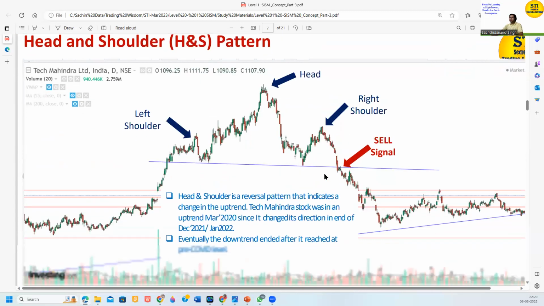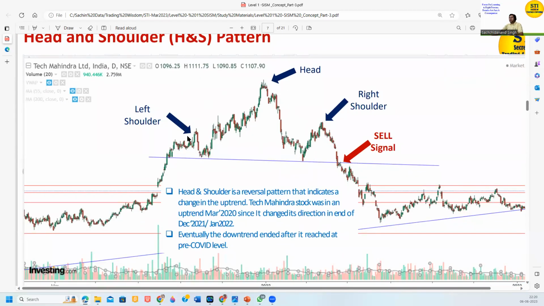One is the head and shoulders. In the chart it will look like a human being, where in the middle we find the head, on the left side the left shoulder, and on the right side the right shoulder. Once we connect the lows of the left shoulder and the right shoulder, that is named the neckline. And we may not be able to identify the head and shoulders until the price comes here, and that is the reason we need to wait.